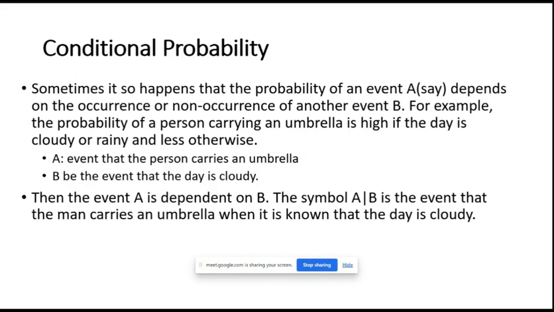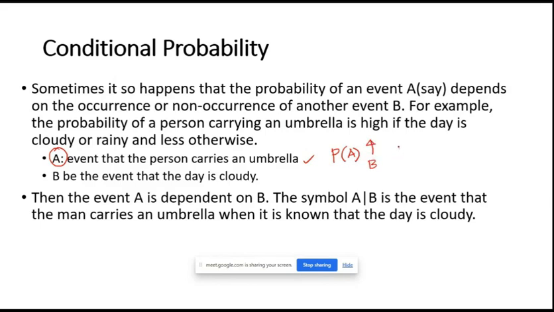Whether it's sunny, rainy, cloudy or windy, they always carry an umbrella. But in the normal sense, we carry an umbrella when there is a chance of rain. Let A be the event that a person carries an umbrella. Now B is the event that the day is cloudy. The probability of the event A is dependent on B. It increases if the day is cloudy. If B happens, then the probability of A increases.